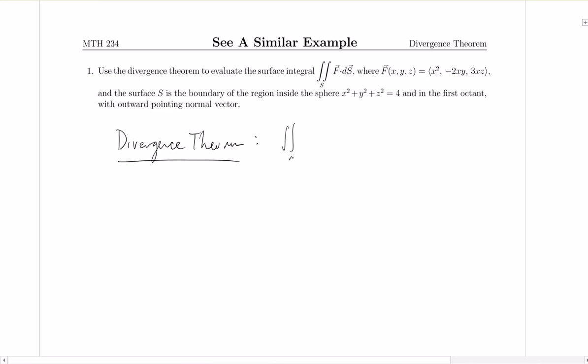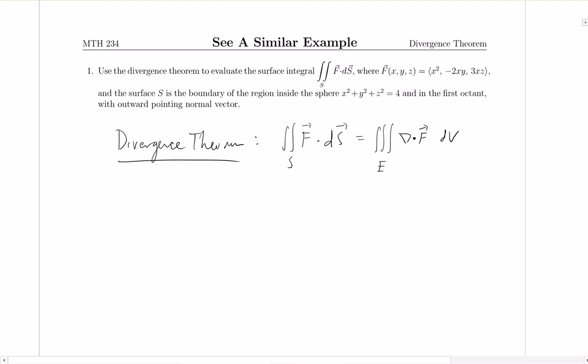And the surface integral of a vector field over that closed surface is equal to the triple integral over the region E, which is the interior, so it's the three-dimensional region inside the surface, of the scalar function that's given by the divergence of the vector field. So this is what we will use. We will do a triple integral over the region inside rather than do the surface integral itself.